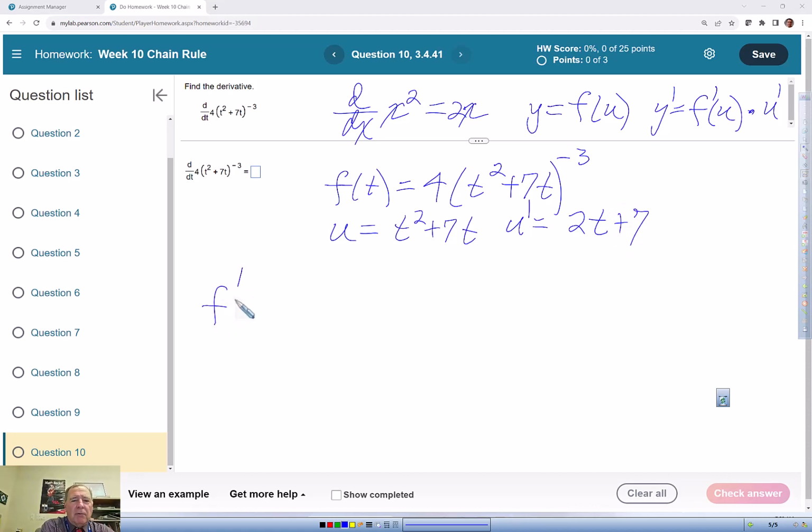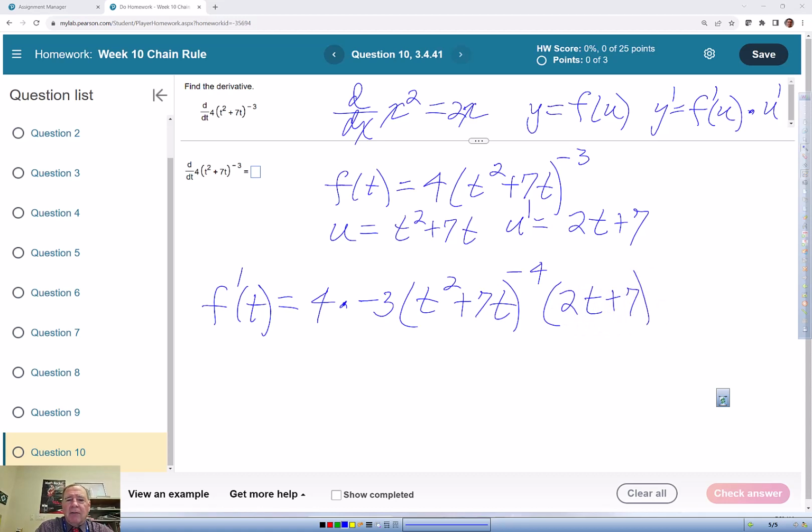So then putting the whole function together, f prime at t is the 4, which is a constant multiple. And I'm going to use the power rule on the parentheses. So times negative 3 times parentheses t squared plus 7t. Then I reduce this exponent by 1, so that's negative 4. And then I have to multiply by the derivative of the inside. So I made this little table here so I know what u is and I know what u prime is. So times 2t plus 7.